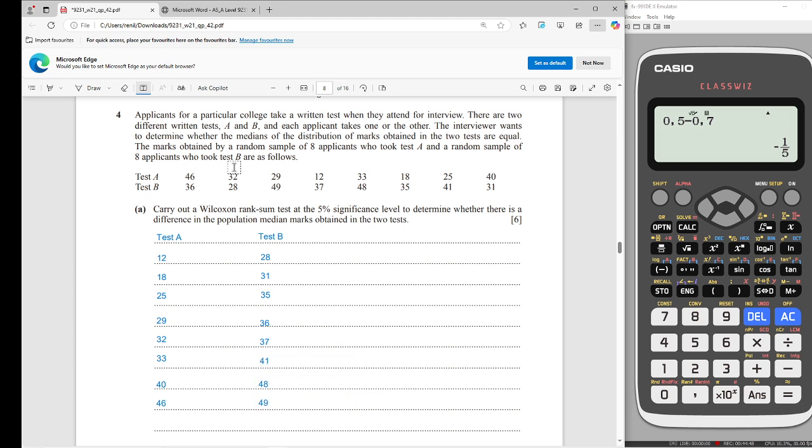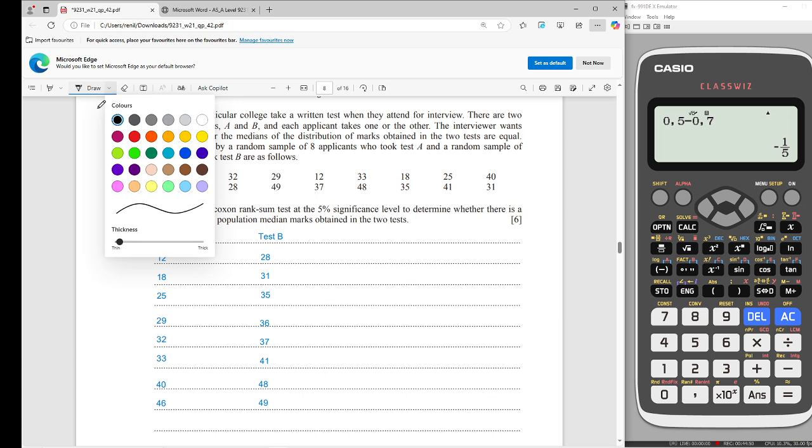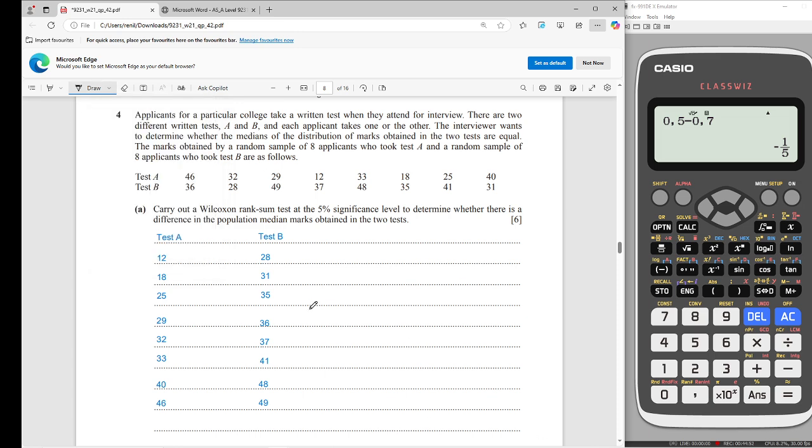Okay, so let's rank them now. So in ascending order, we have here the lowest value, which is 1, which is 12. We're going to rank them with the lowest value from 1. So we have 2 next. This becomes 3. This right here is our first value, which is going to be 94.